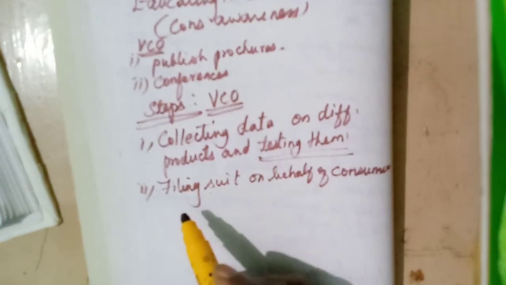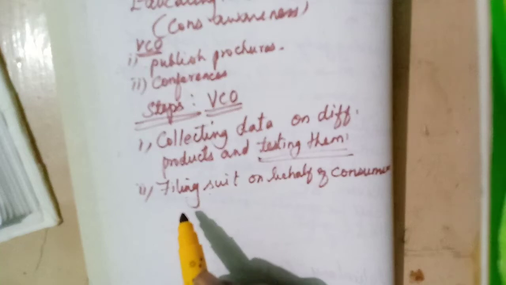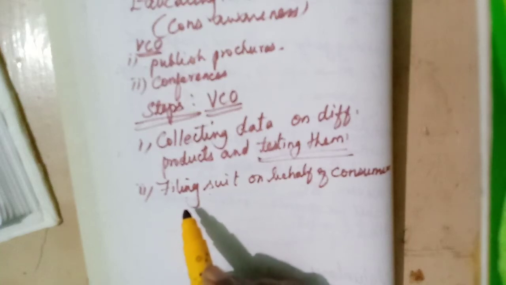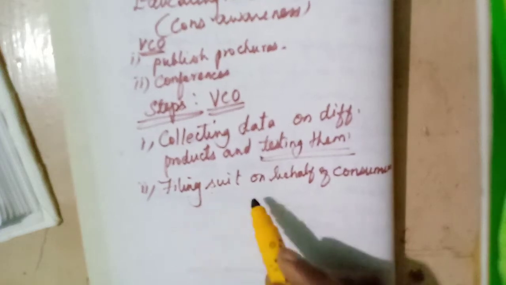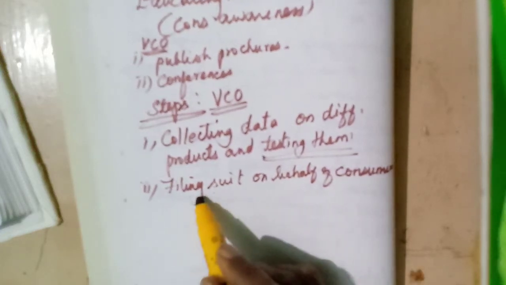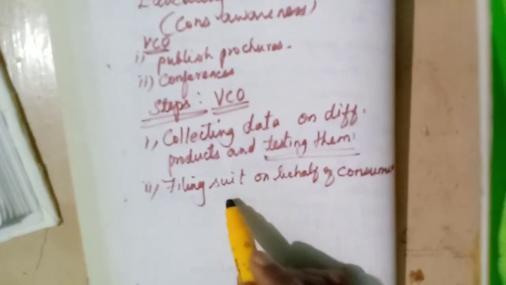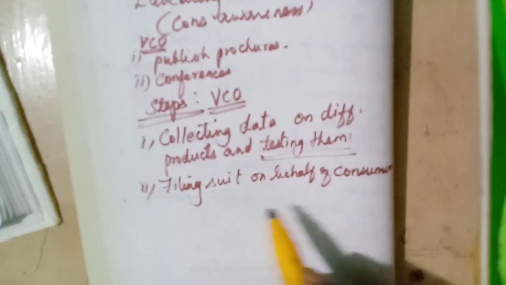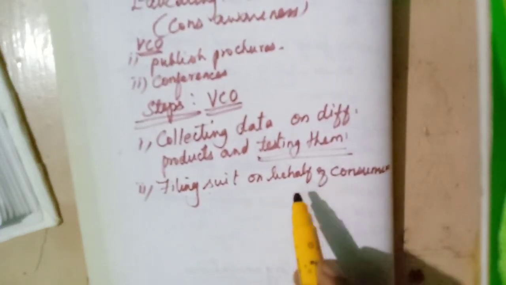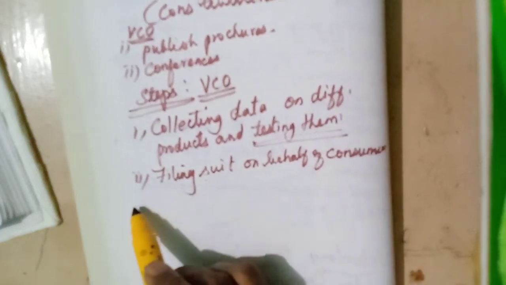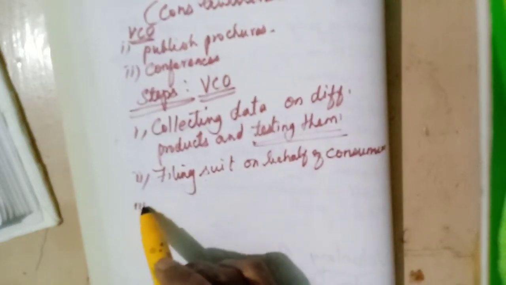So if we provide the evidence that they require, then they will take up the case and file a suit. They will file a case in the court on behalf of consumers, so we do not need to go to the court. That is another step that they do.